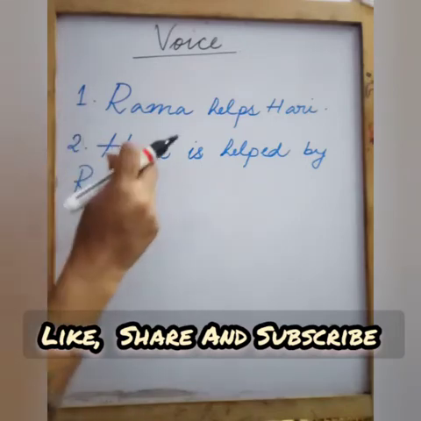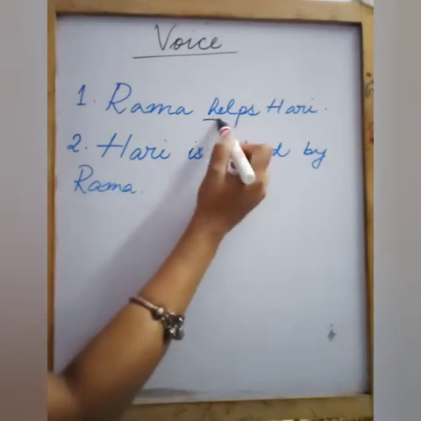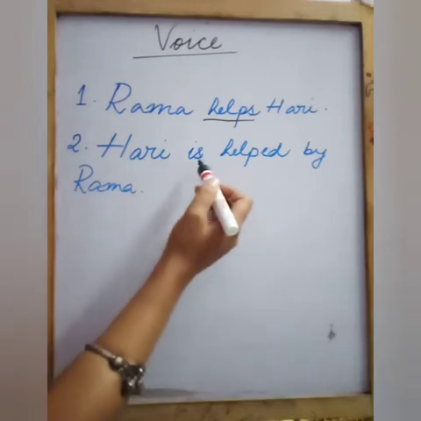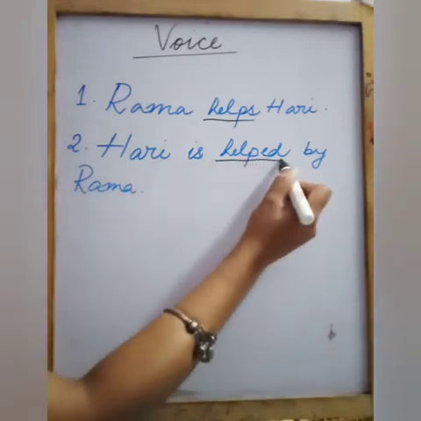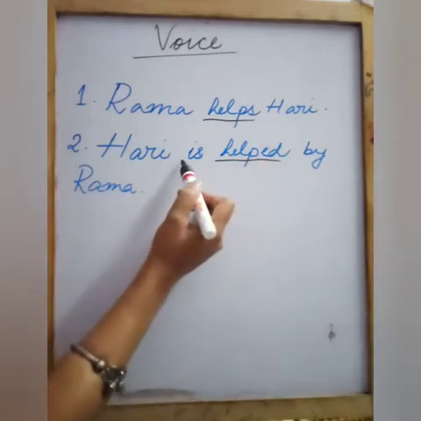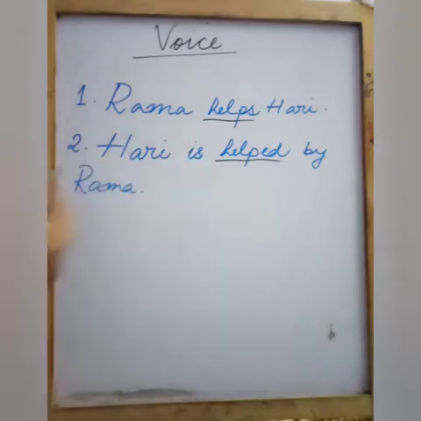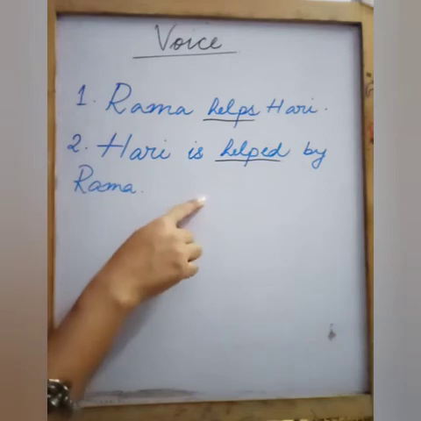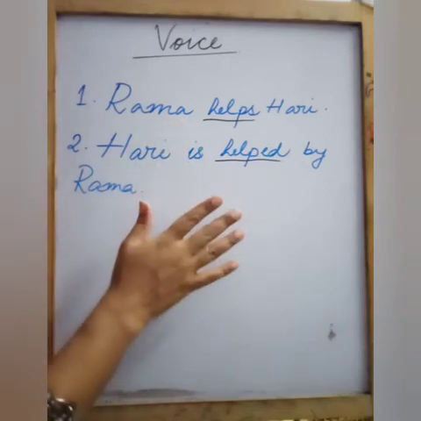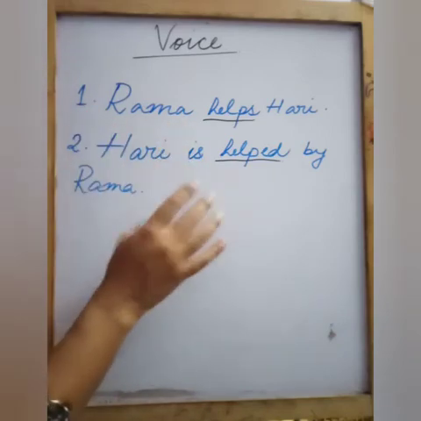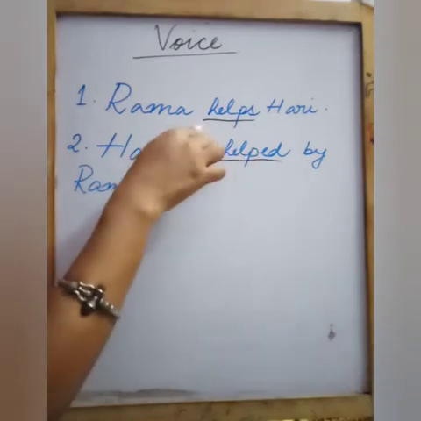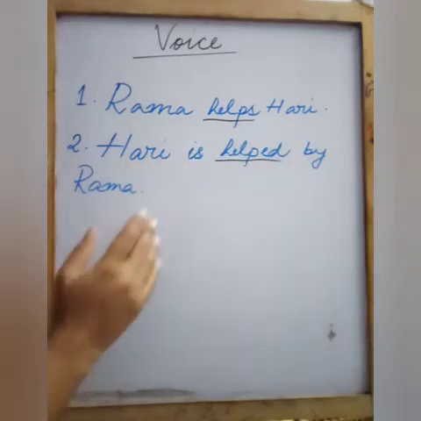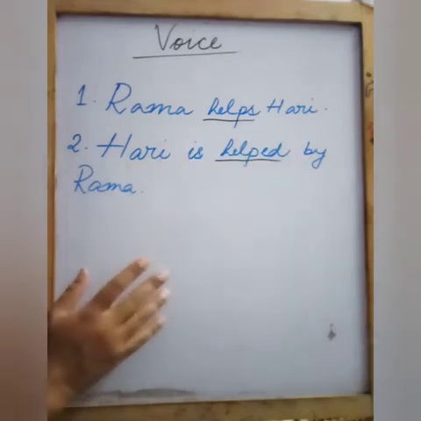Now see, we have written two sentences. Alright. Rama helps Hari. Fine. This is the verb. Helps Hari. In the second sentence we have written Hari is helped by Rama. Alright. We have used what? We have used the to be verb. This is a helping verb. Alright. So, if you compare these two sentences, then you will see the meaning of both the sentences is the same, isn't it? In the first sentence we are saying Rama helps Hari. In the second sentence we are saying Hari is helped by Rama. So the meaning of both the sentences is the same.